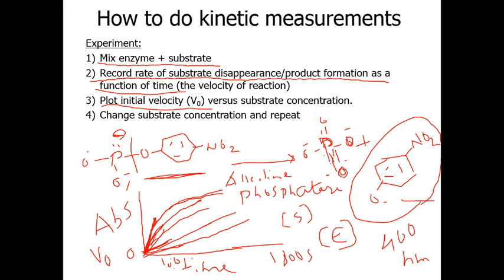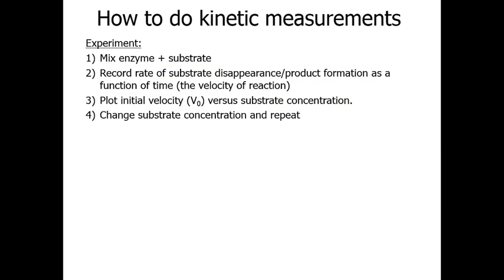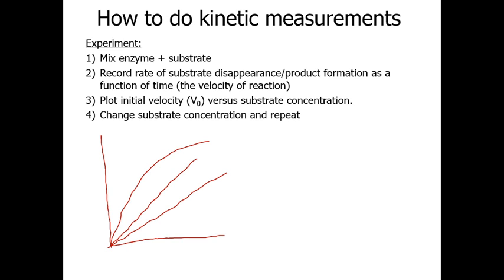Plot initial rate versus substrate concentration. Change substrate concentration and repeat. Now, if we increase the concentration of the substrate, as you can see, the initial rates change. In this case, the initial rate is increasing. So let me redraw this curve for you. The curve is absorbance versus time, right? Absorbance at 405 nanometers or 400 nanometers versus time.